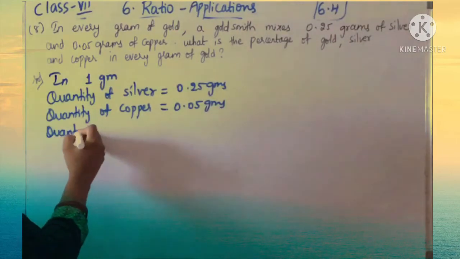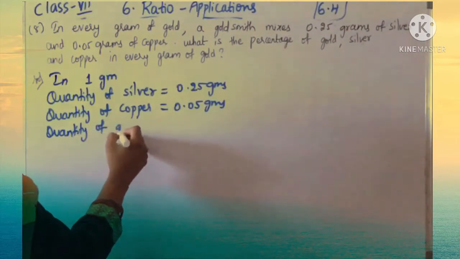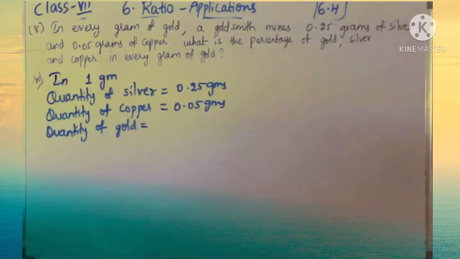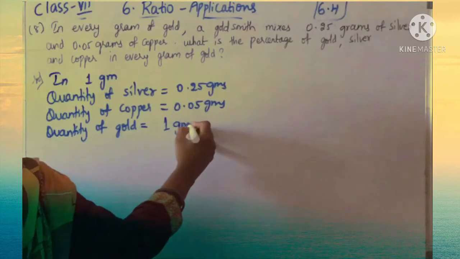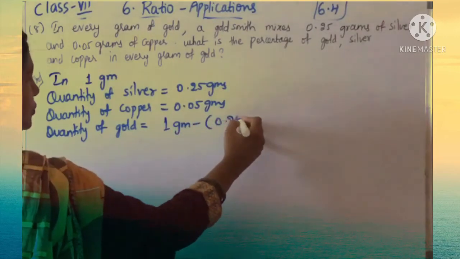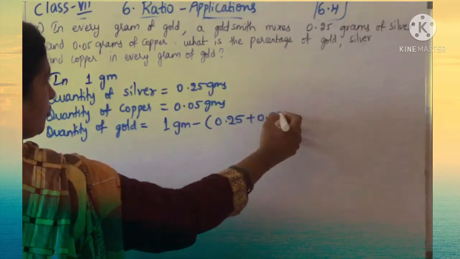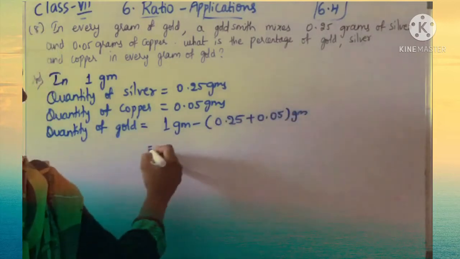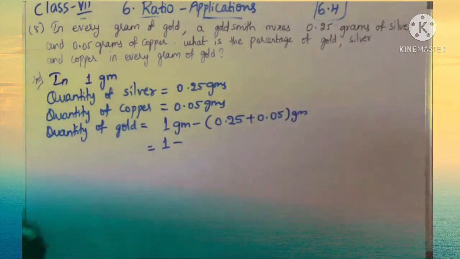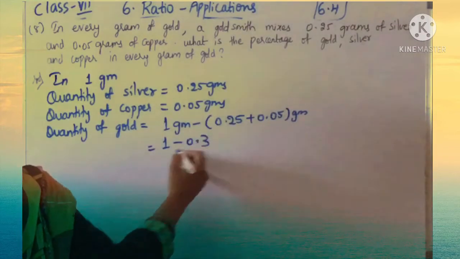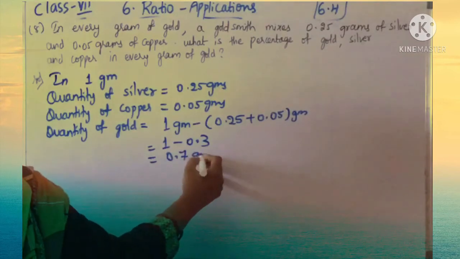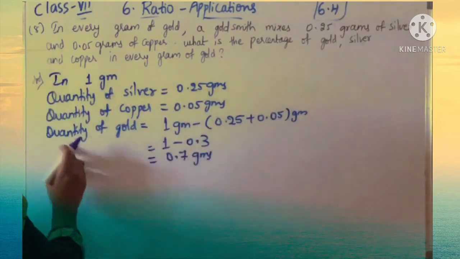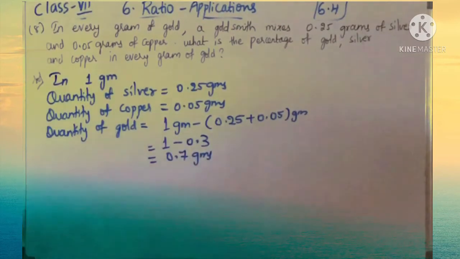So the remaining is the quantity of gold. So how to find the quantity of gold? They did not give here what is the quantity of gold mixed, but in 1 gram. So from 1 gram you should add these two and subtract. So how much will you get? 1 minus 0.25, 0.05 is nothing but 0.3. That is, 1 minus 0.3 is how much, children? 0.7 grams. So out of 1 gram, the quantity of gold is 0.7 grams.